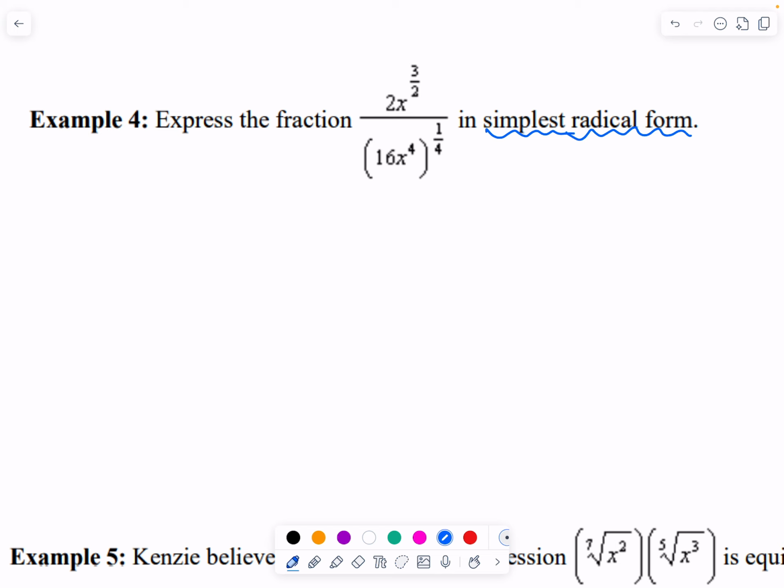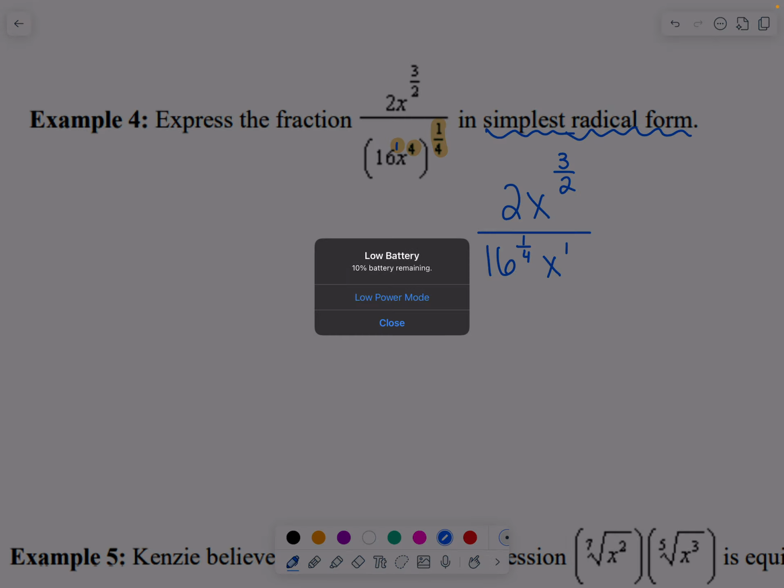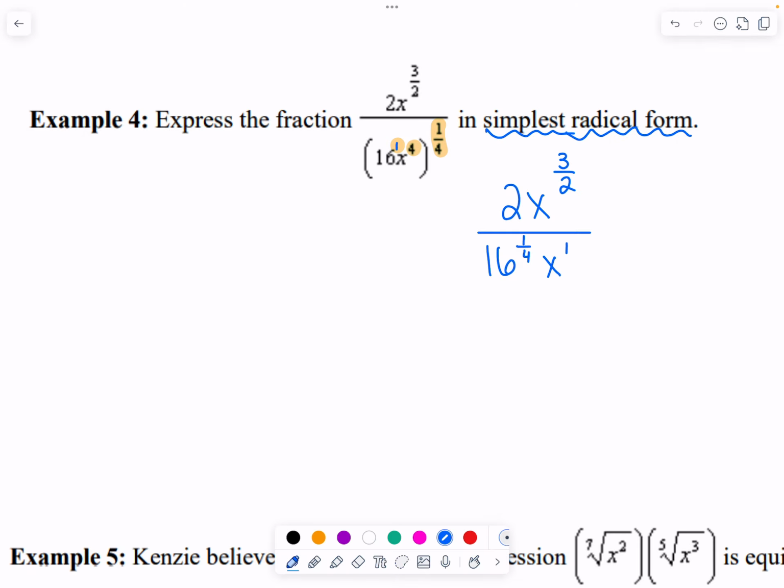Okay, so initially in your numerator, you can't really do anything, so I'm just going to rewrite this: 2 times x to the 3 over 2. And then in the denominator, remind myself I have 16 as an exponent of 1, and I'm going to raise both of these powers to the 1/4. So I should get 16 to the 1/4 and x to the 4 times 1/4, which would be x to the 1st, right? So our power rule tells us multiply those powers when powers are being raised to other powers.